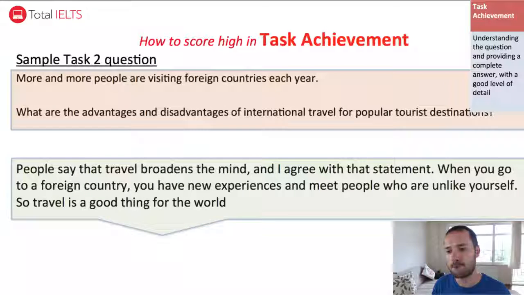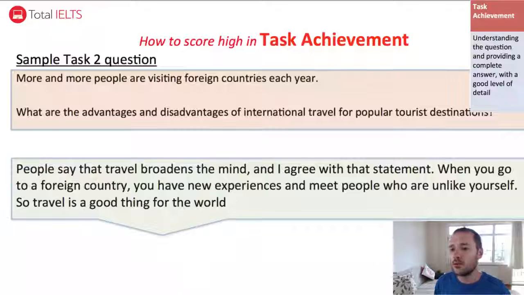Okay. Now, I think you'll agree that there's nothing in that answer that is incorrect in terms of, yes, of course, travel does broaden the mind. Yes, you get to meet many new people and cultures and learn all these different things. So travel is a good thing for the world, whatever that means. Okay, that's fine. I guess that makes a lot of sense. The grammar isn't bad.